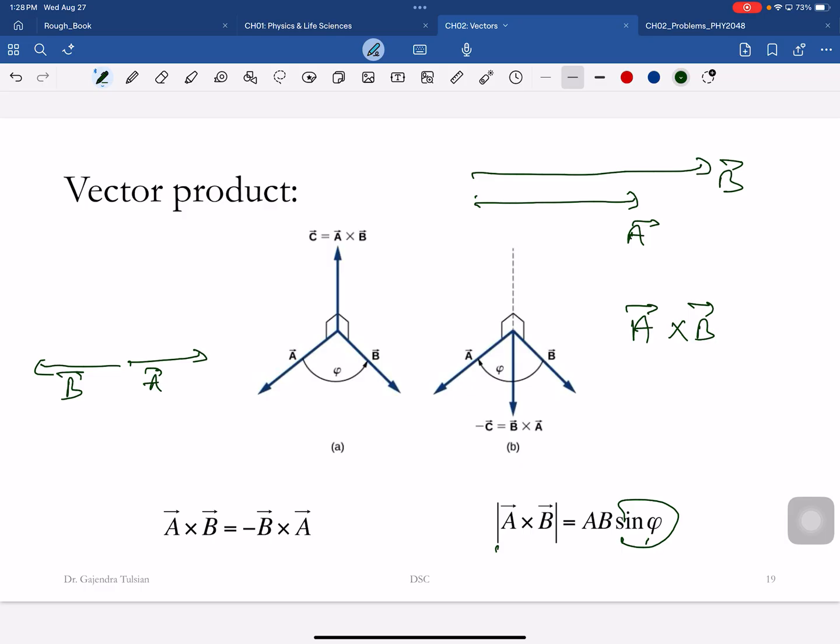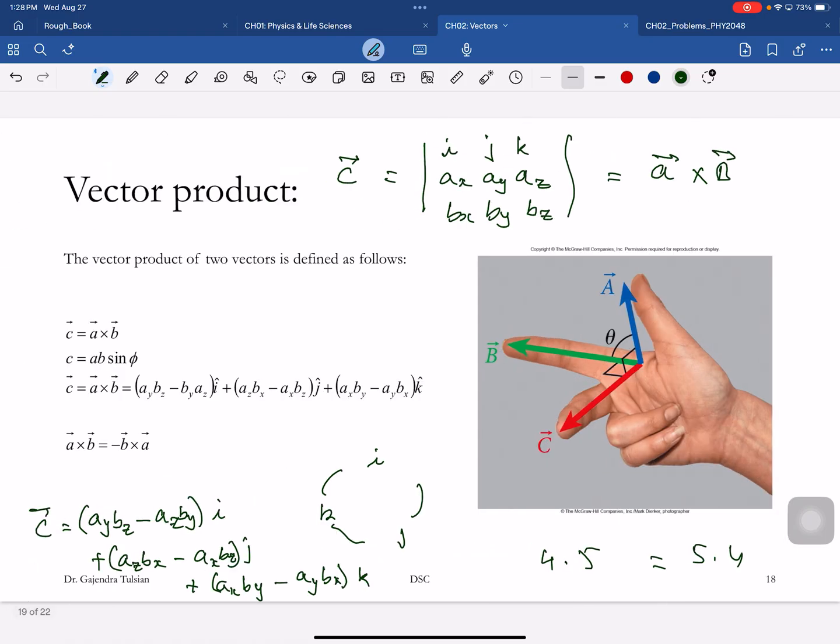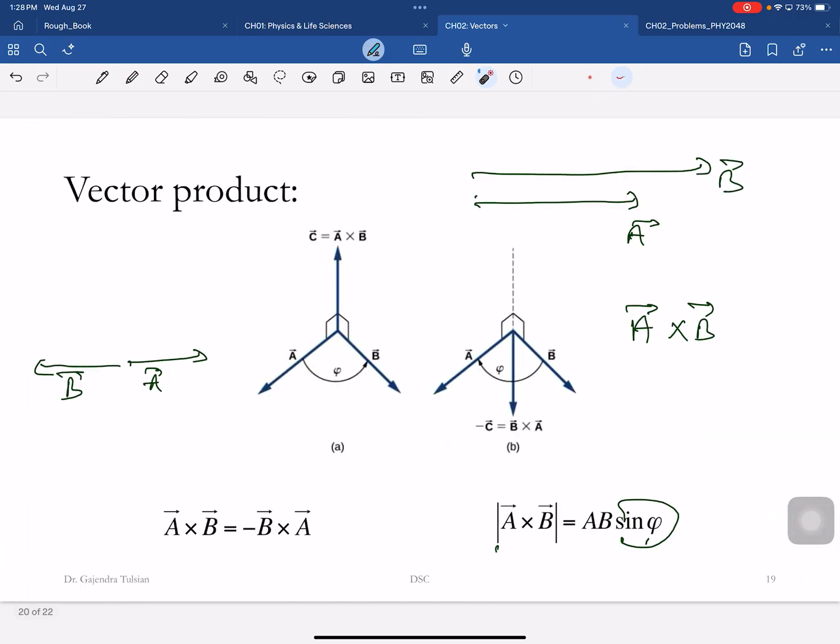Now, from this formula, it's hard to tell the direction. But here is the rule. You want to remember this. If this vector is A, that vector is B, there is the vector C. The vector C is perpendicular to the plane containing A and B. And you use your right hand to figure out the direction of C. You want to remember this, and let me show you an easy way to do this.